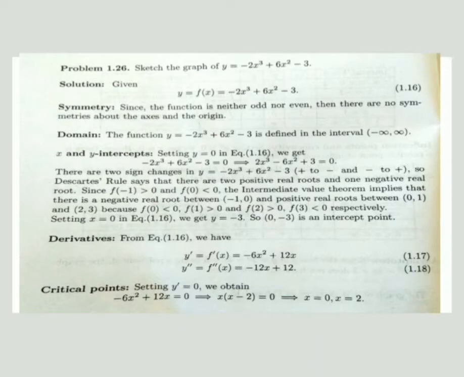That is the y-intercept. Next we shall find y dash, that will be minus 6x square plus 12x. y double dash of x is minus 12x plus 12. Next we shall find the critical points by setting y dash equal to 0. So we obtain x equal to 0 and x equal to 2.